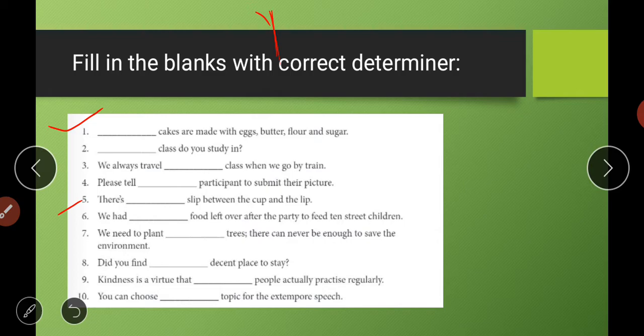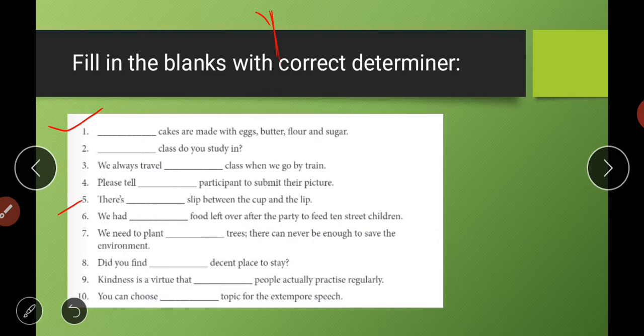Then seventh is, we need to plant dash trees. More trees will be the right answer here. We need to plant more trees, there can never be enough to save the environment. Eighth is, did you find dash decent place to stay? Did you find a decent place? Simply a will be the right answer. Then, kindness is a virtue that few people actually practice regularly, means a very small number of people. So few is the right answer here.